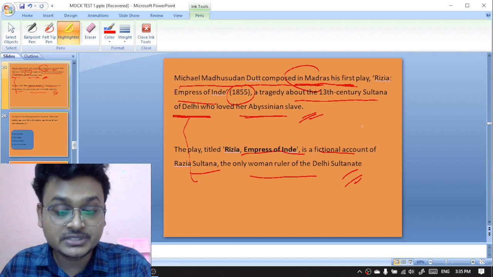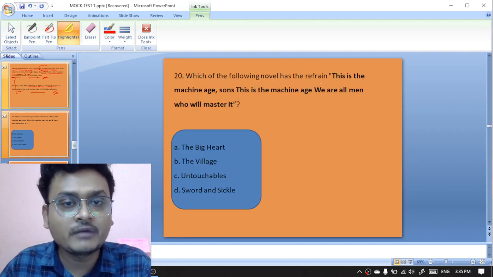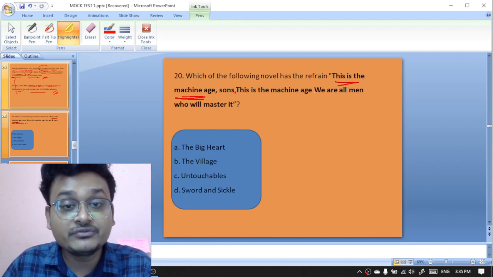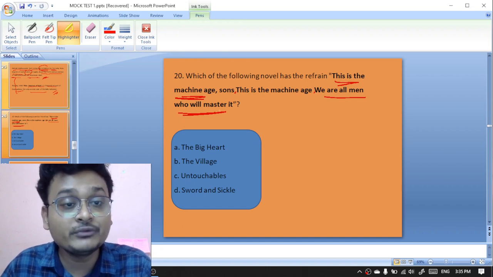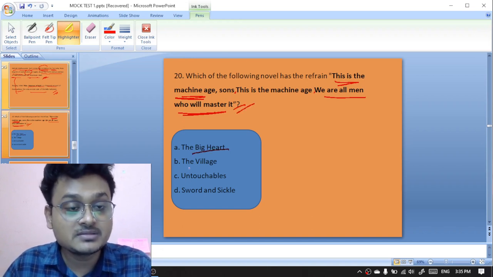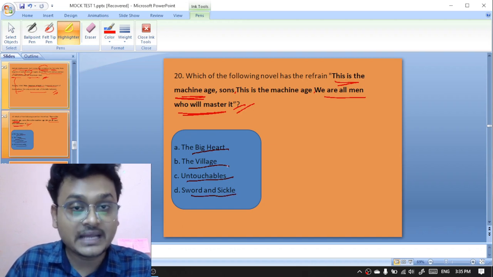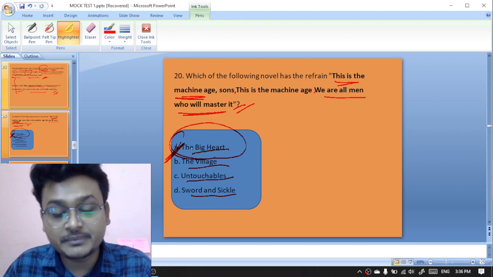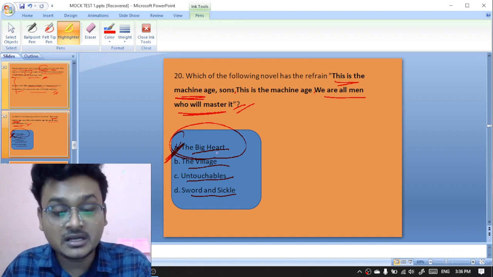Okay, next question. Which of the following novels has the refrain: this is the Messiah's age, this is the Messiah's son, this is the Messiah's age, we all are men, we will master it? The Big Heart, The Village, The Untouchable, The Sword and the Sickle. So these lines appear in the novel The Big Heart, written by Mulk Raj Anand.